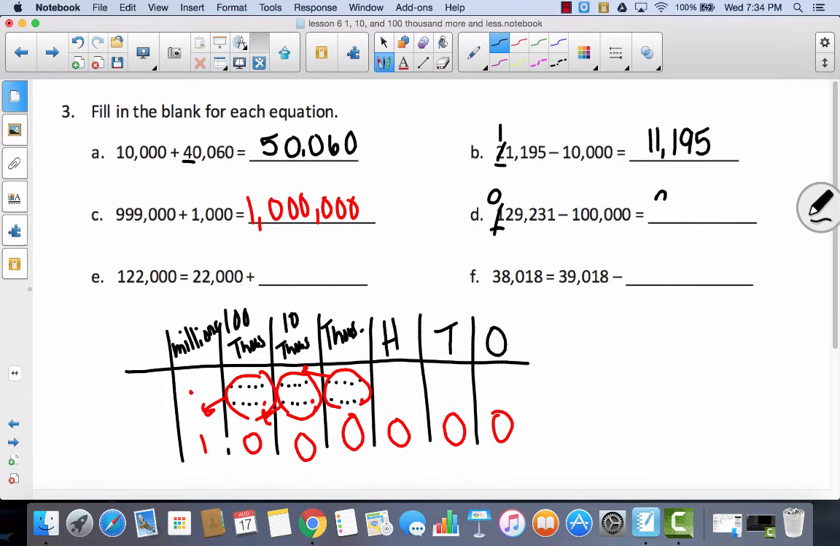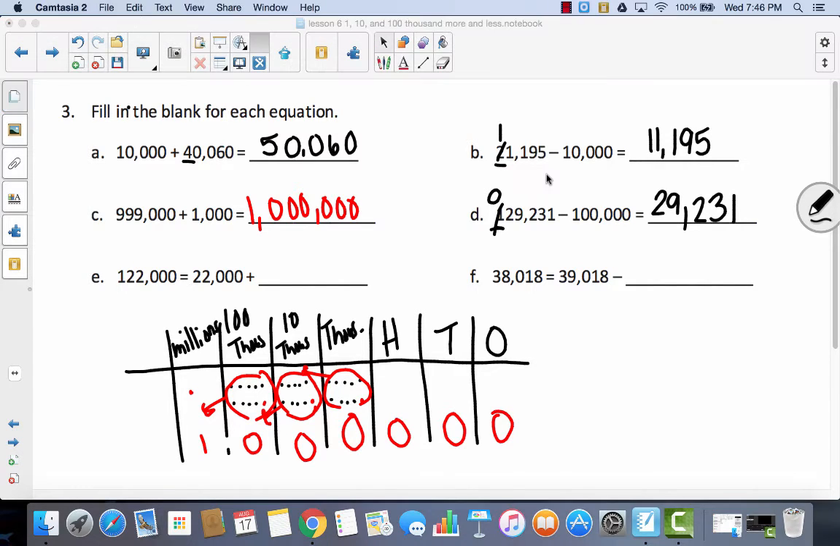So our new number is 29,231. Okay, we're going to skip E and F for right now and come back to those in a minute.